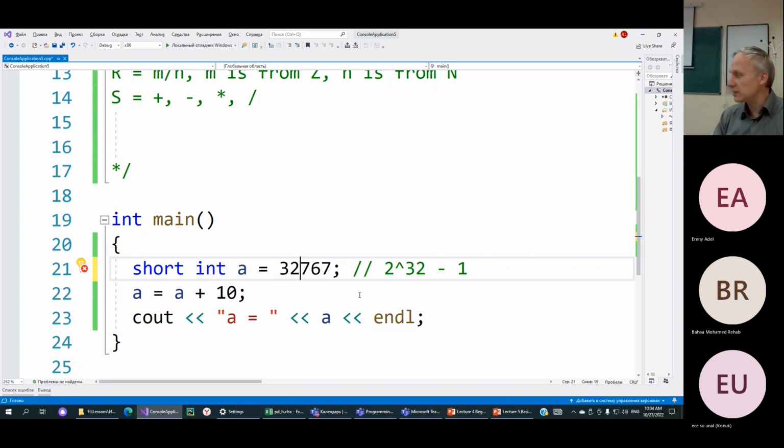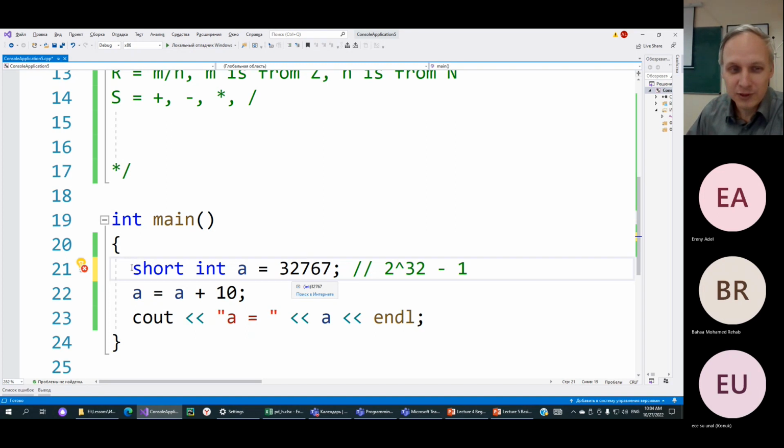And in some cases, imagine that you write an application for, for example, some mobile device with a very small amount of memory. A smartphone or maybe a smartwatch. In this case, these 2 bytes can play a great role.